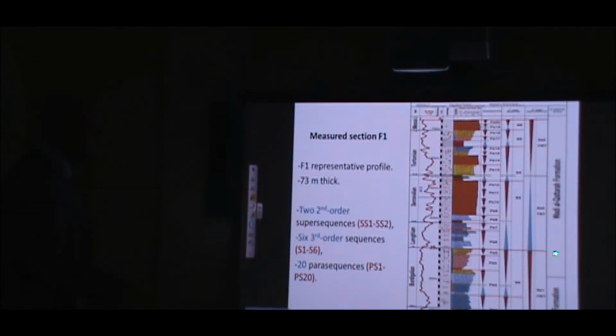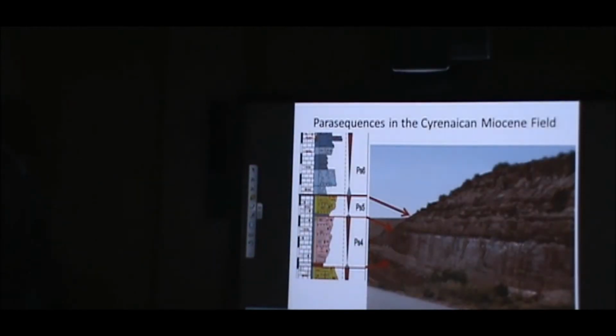And this is the sequence boundary between the early Miocene and the late Miocene, and the sequence boundary between the 2 second-order supersequences. This is an example from the field to show the parasequences.